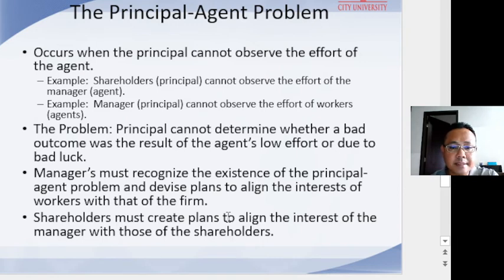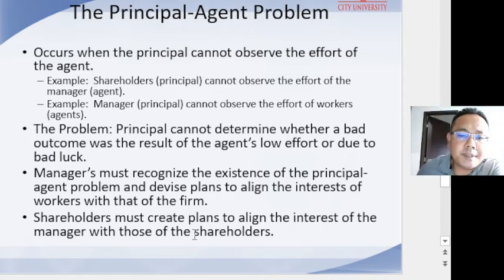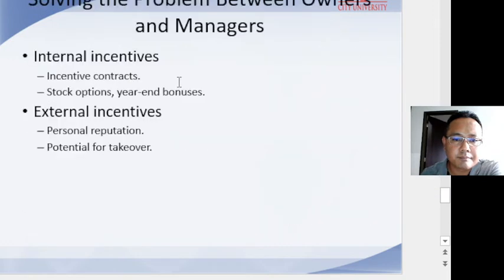Okay, so managers must recognize the existence of the principal agent problem and devise plans to align the interests of workers with that of the firm. Shareholders must create plans to align the interests of managers with those of the shareholders. So the point here is to find the best solution to get a win-win situation between principal and agent. Okay, these are some suggestions to solve the problem between owners and managers, or principals and agents.